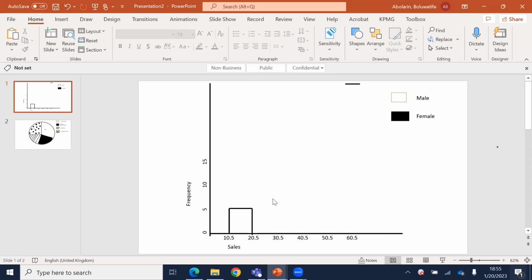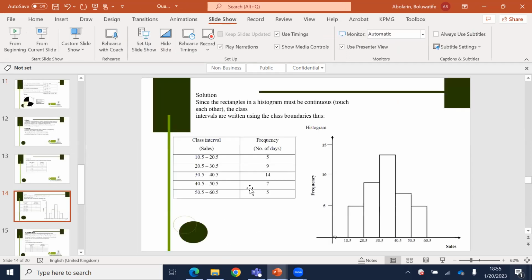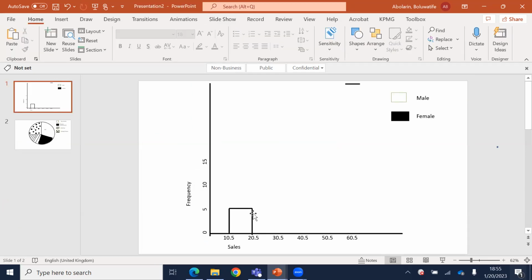So that is what happens. So you first of all create 5. So from 10.5 to 20.5, it is 5. The next one says from 20.5 to 30.5, it is 9. So you're going to make sure you draw it to 9. If this is 10, a little bit below it is 9.